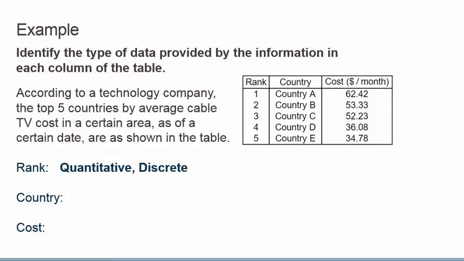For country, I have country A, country B, country C, country D, and country E. Those are labels. Since they are labels, we're looking at qualitative data. Our last column is the cost. So we have a cost per month, which is quantitative. Since we are dealing with money, and at times you have to round up or down when dealing with charges, our data is also continuous.